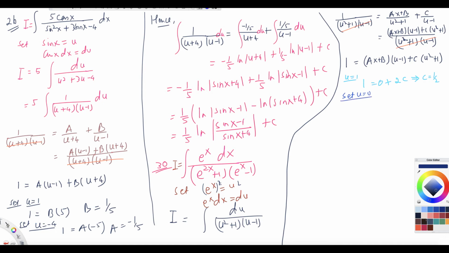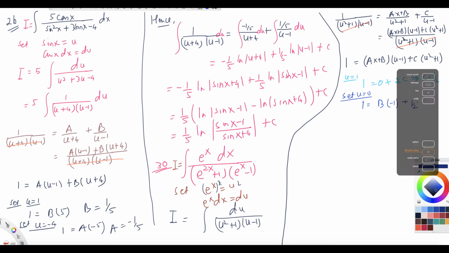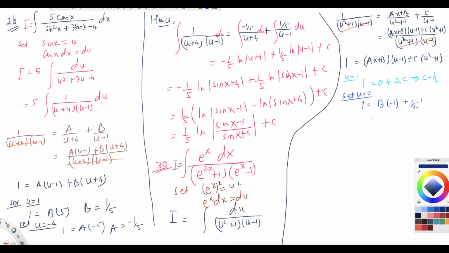What do you get if you set u equals 0? On the left side you get 1 equals a times 0 plus b, that is b, times negative 1, plus c, which is 1/2, times 0 squared plus 1, which is just 1, right? So you get 1, you subtract 1/2, so it is 1/2 equals negative b, therefore b equals negative 1/2.